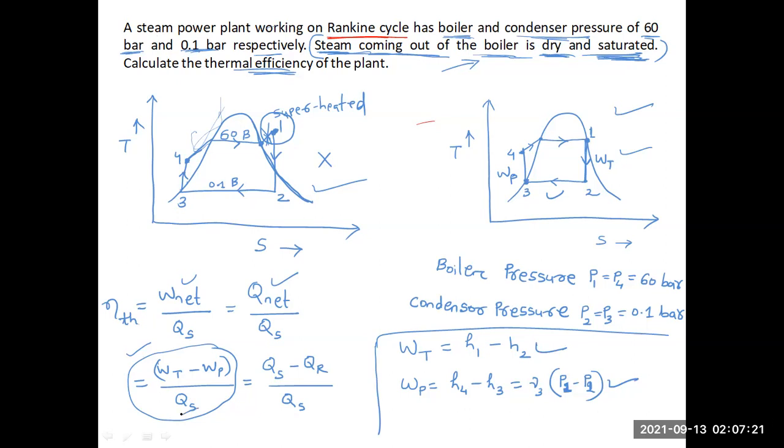And the last one is heat supplied. How to calculate heat supplied? Where are we supplying heat? We are supplying heat over here. Heat supplied is from point 4 to 1. So the heat supplied formula is H1 minus H4. So by using all these things, we can calculate the efficiency.